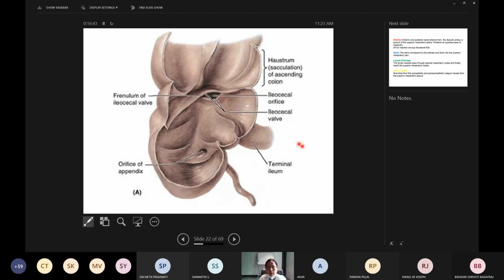So this ileocecal orifice allows the flow of the contents from the small intestine to the large intestine, that is from the ileum to the cecum, and it prevents the regurgitation of the cecal contents into the ileum. That is the main function of this ileocecal orifice.